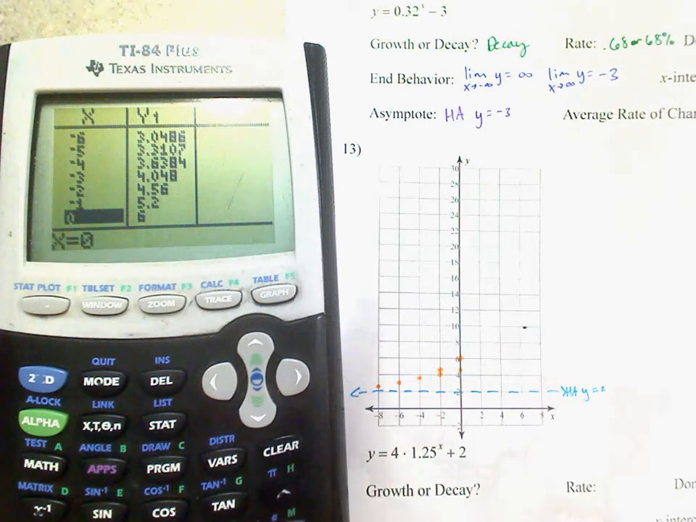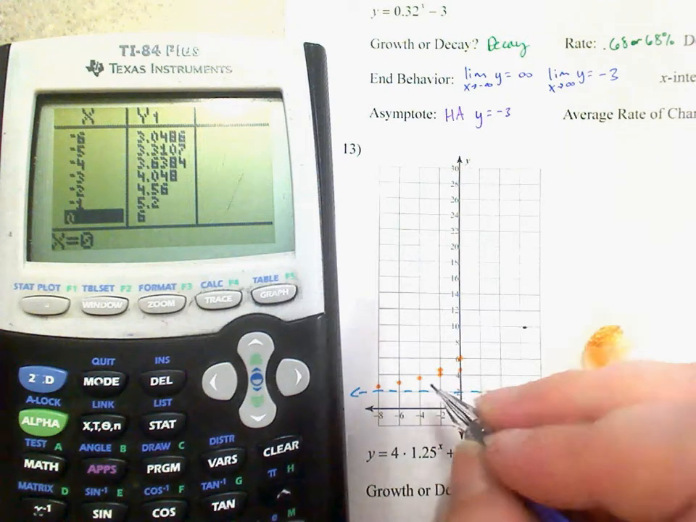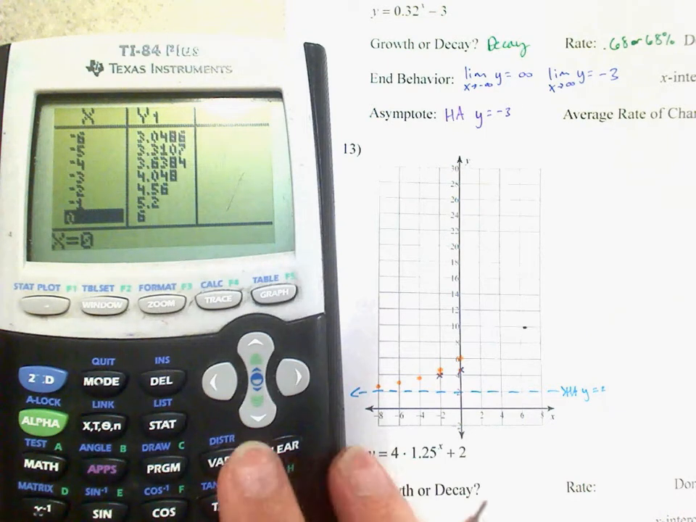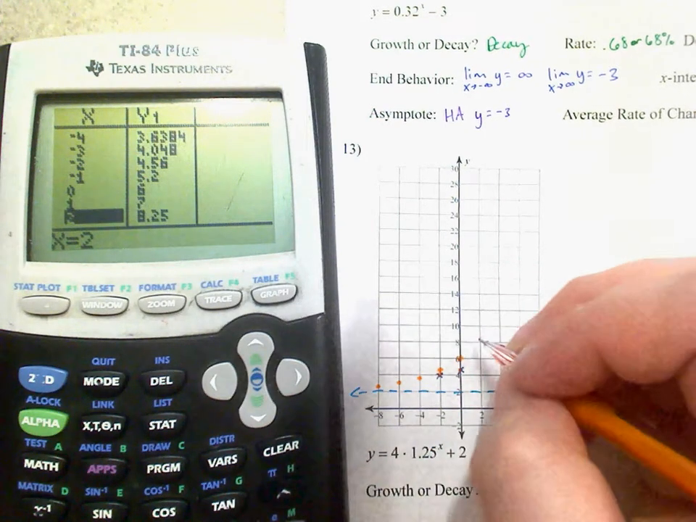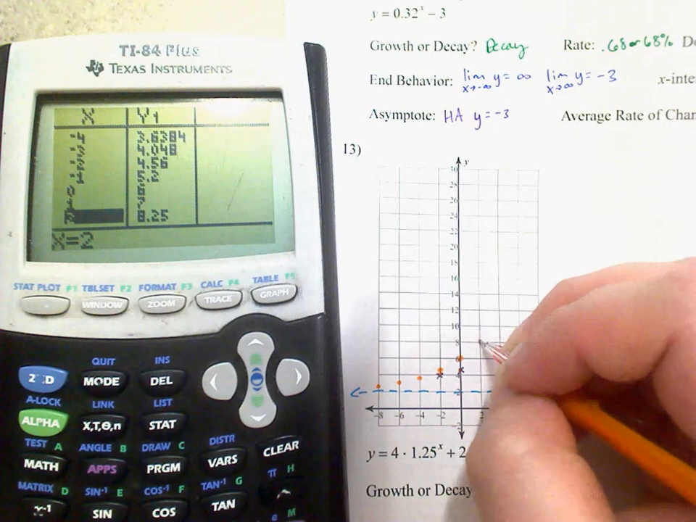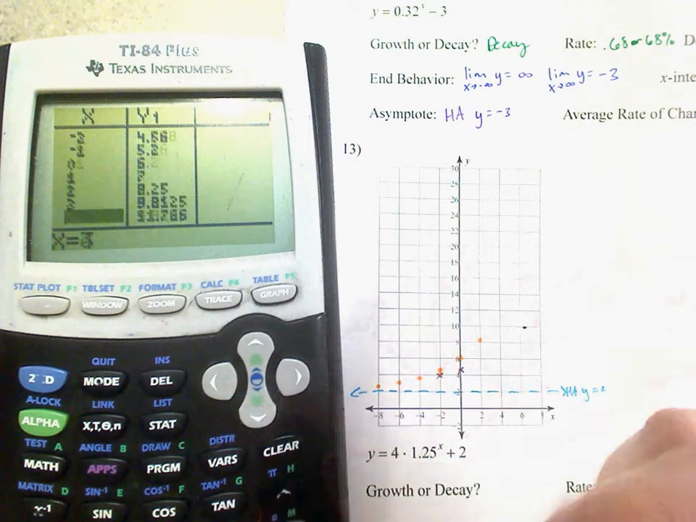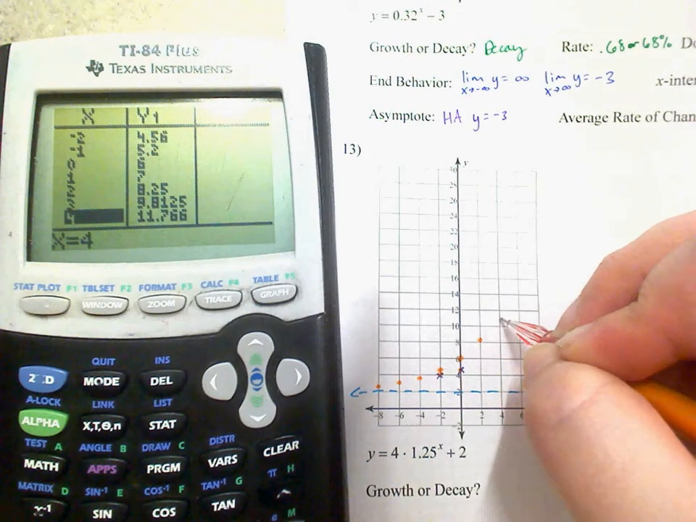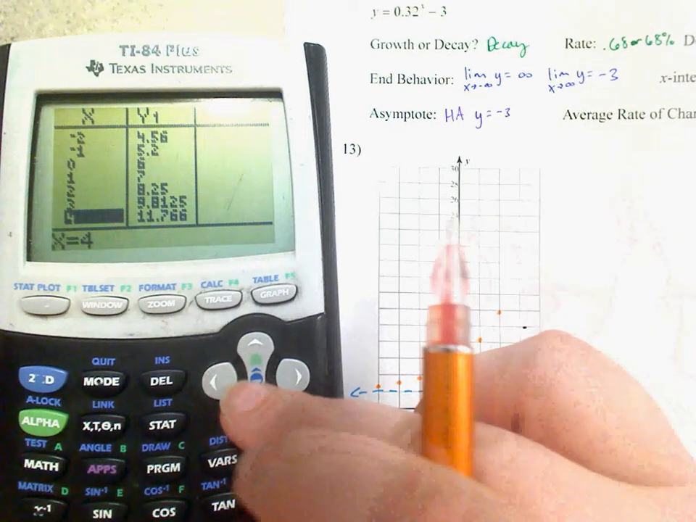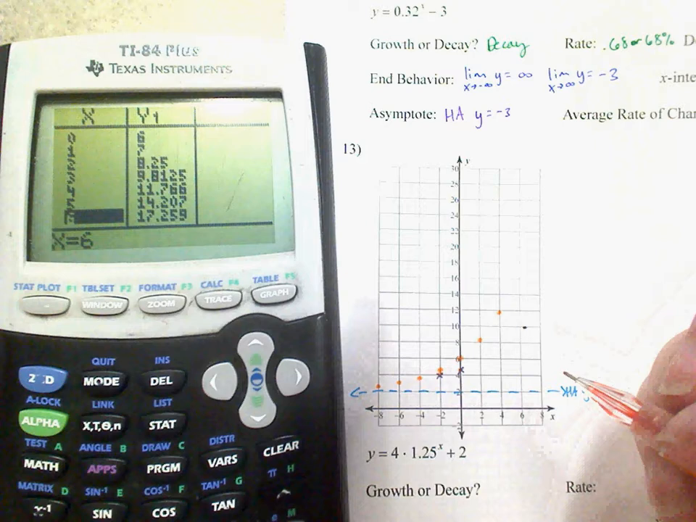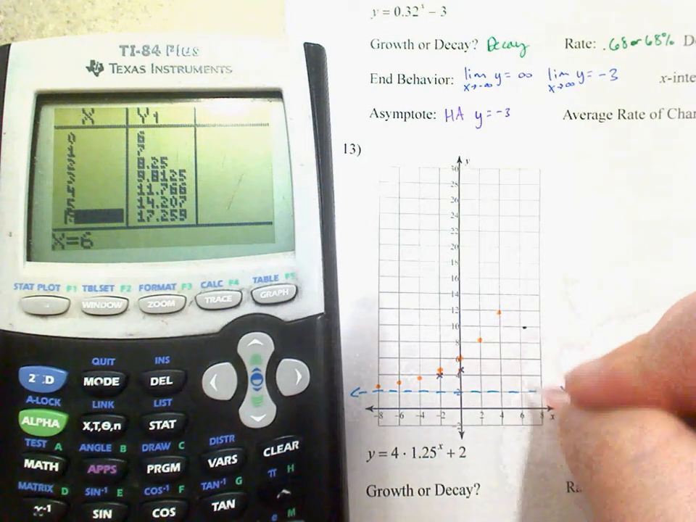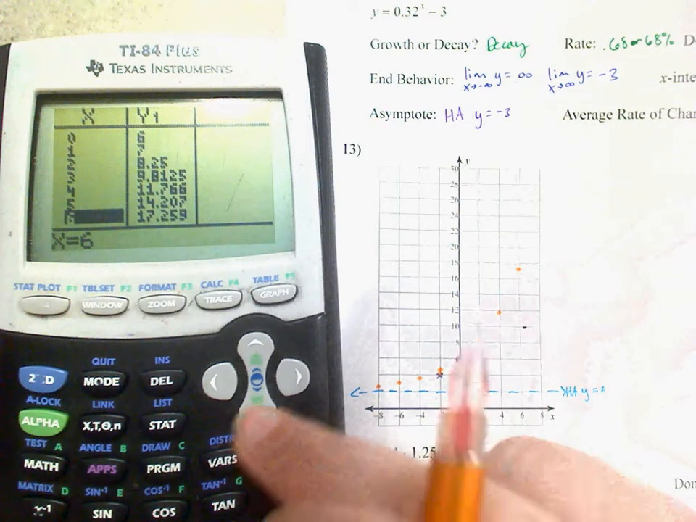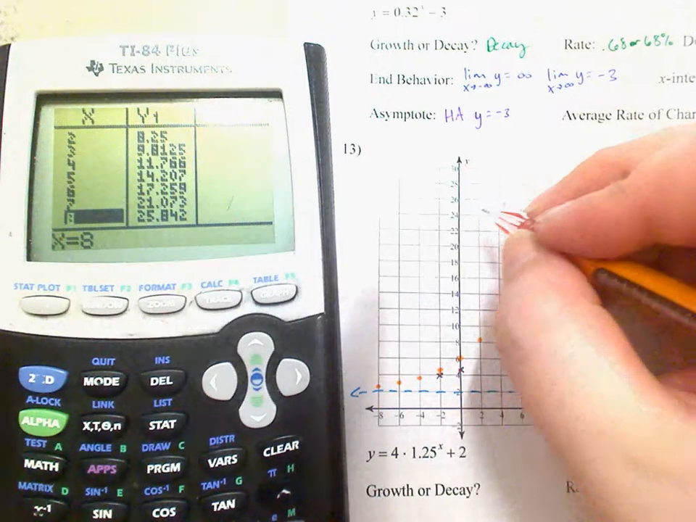Let me get a different color and X those out. And then at 2, we're at 8.25, so close to 8. At 4, we're at 11.8. So if this is 11, 11.8 is right there. At 6, we're at 17.3. So here's 17, so 17.3. And then at 8, we're at 25.8, which is close to 26.